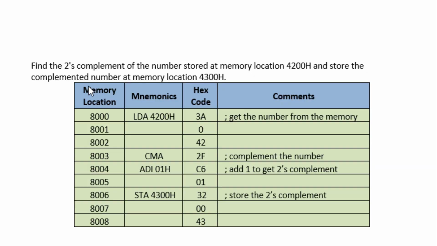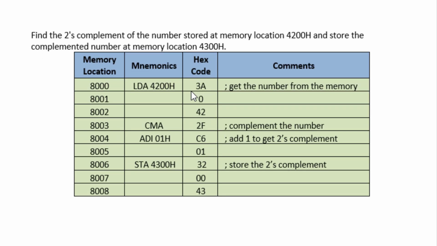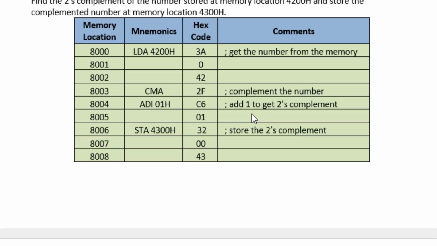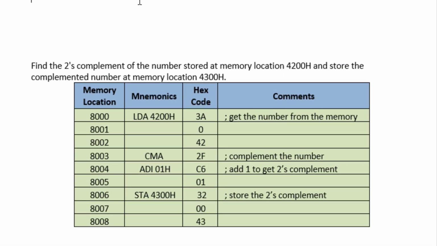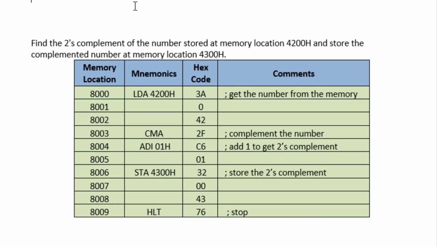Now in the next program, we need to find the 2's complement of the number which is stored at memory location 4200 and store the complemented number at 4300. So here we need to find the 2's complement. So what is 2's complement? We first find the 1's complement, and then we add 1. It becomes 2's complement. So this is the complete code.